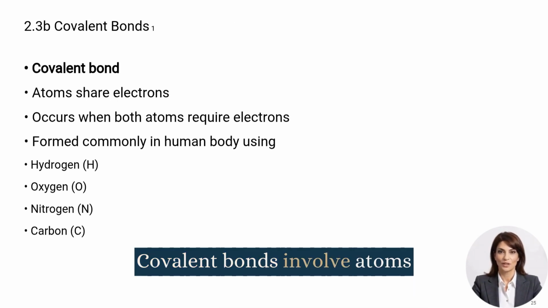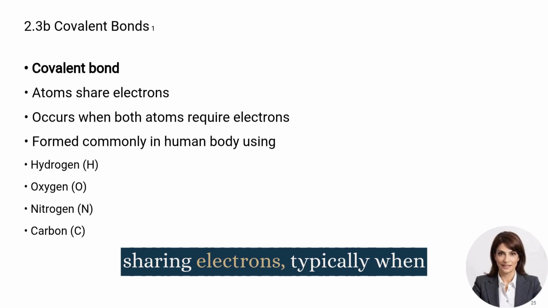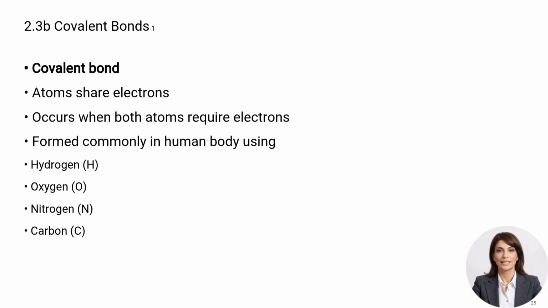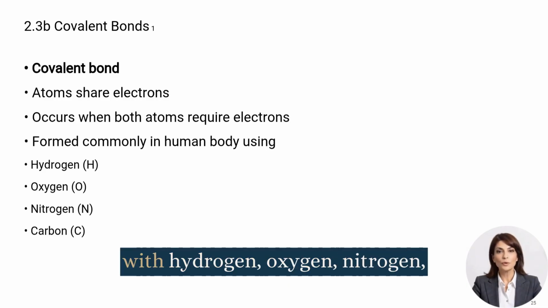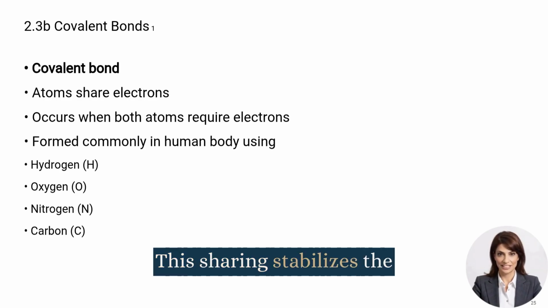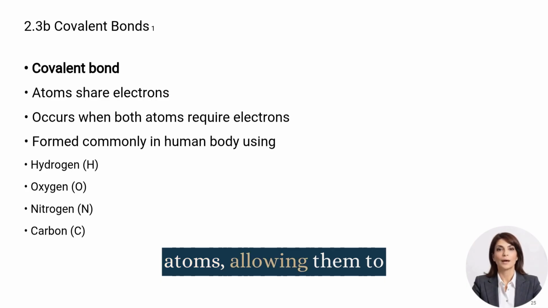Covalent bonds involve atoms sharing electrons, typically when both need electrons. In the human body, these bonds commonly form with hydrogen, oxygen, nitrogen, and carbon. This sharing stabilizes the atoms, allowing them to achieve full outer electron shells.